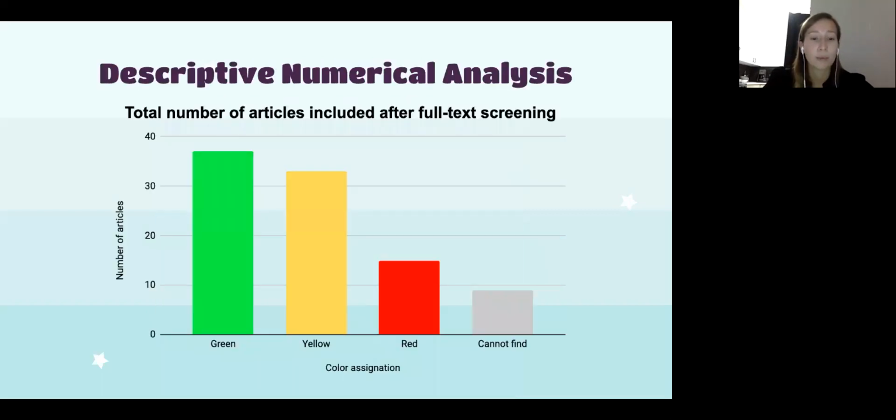That's how we ended up with 37 green articles that you can see on here. So the whole diagram represents the second step of our inclusion and exclusion.